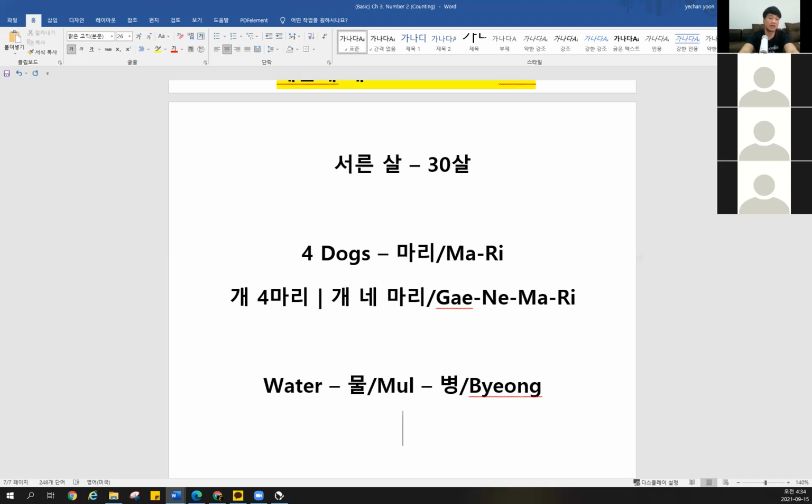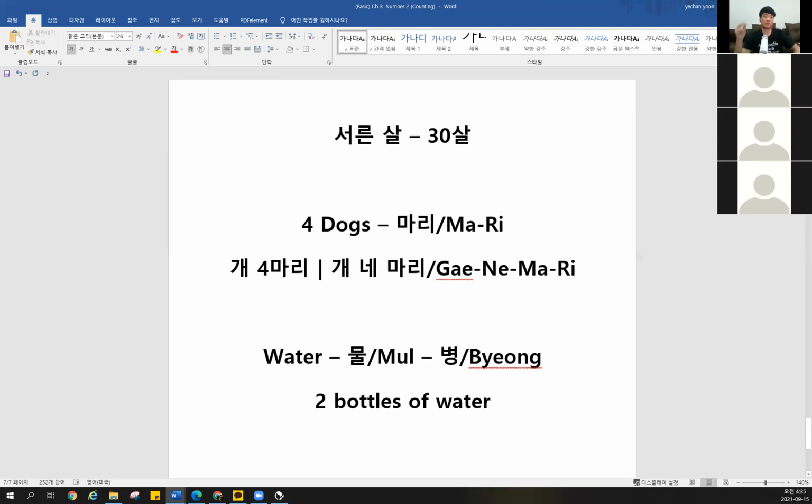Then how can we say, let's say, 2 bottles of water? How can you say it? Don't forget the format: object, number, and counting word. 두 병. Can you say that again, please? 두 병. Yeah, 두 병 is correct, but what was the object? There you go. 물. There you go.